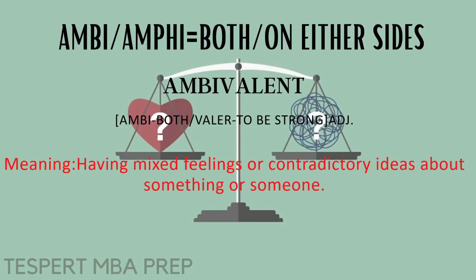The next word is ambivalent. Ambi means both, valent or valor means to be strong. The meaning is having mixed feelings or contradictory ideas about something or someone. In other words, having opposite feelings at the same time on a particular thing, situation or person. You can use this in a sentence like, when you secure a seat in an IIM or TISS or a top B school, you may feel very ambivalent about leaving home, right?